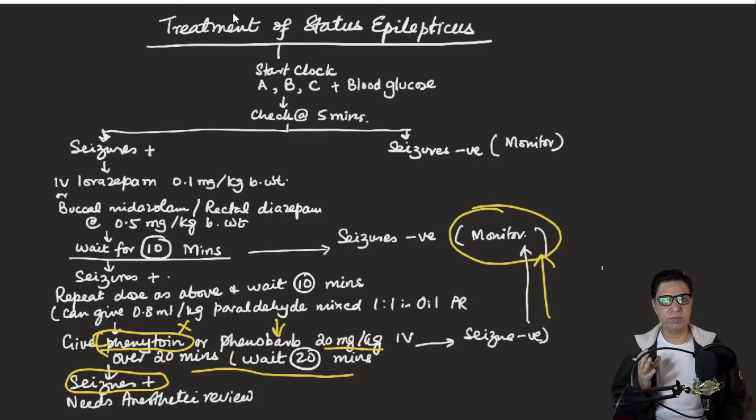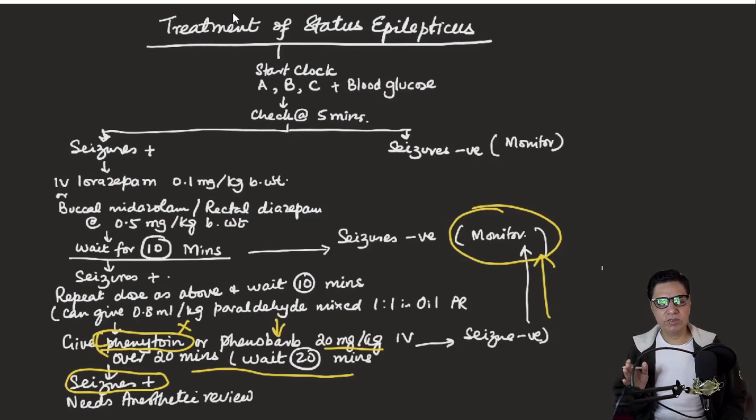So buccal midazolam and rectal diazepam have the same dose, 0.5 milligram per kg body weight. So at 5 minutes, as I told you, if they're still seizing, you give IV lorazepam or buccal midazolam or rectal diazepam, and now you wait for 10 minutes. Within 10 minutes, if this medication has stopped the seizure, well and good. You further continue and find out what had caused the seizures.